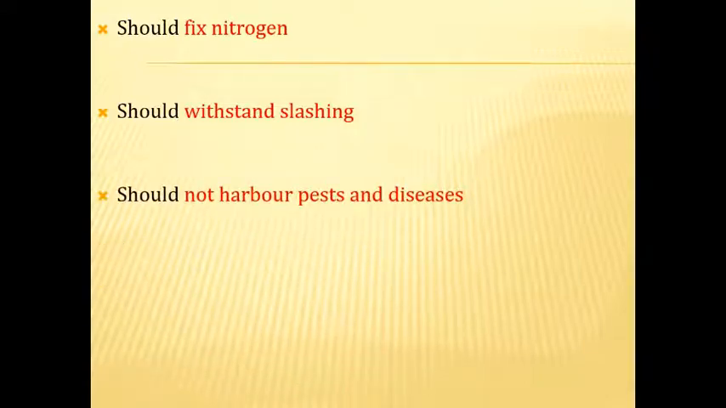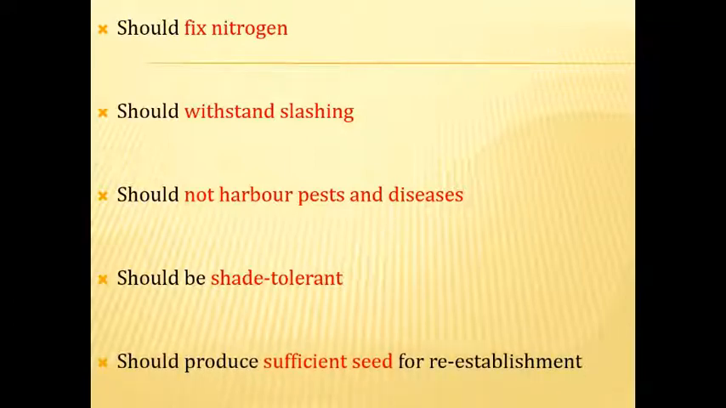They should not harbor pests and diseases which are affecting or attacking arable crops which are growing on the field. The live mulch should be shade tolerant to be able to withstand shading by crops. Live mulch should also produce sufficient seeds for re-establishment.